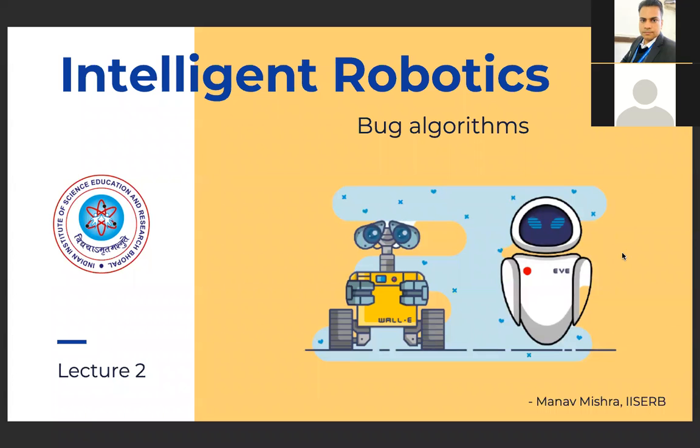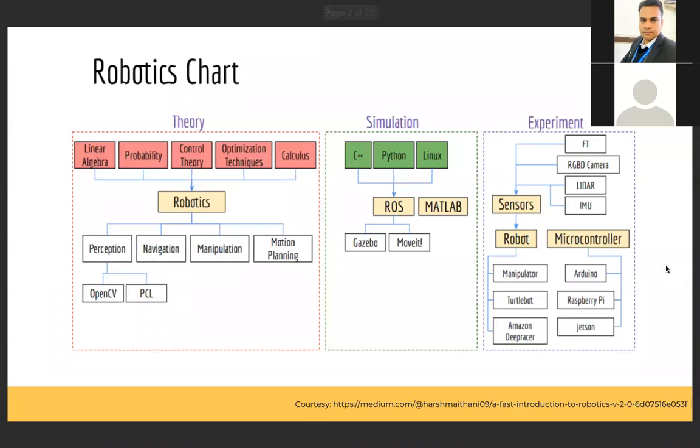is bug algorithms. So last time we had seen this chart, like robotics in general can be categorized into three different categories. One is the theory part of robotics, next is the simulation part, third is the experimentation part. So in theory, you basically formulate the theory, you come up with different algorithms, then you test it out on simulations, and if it works correctly, then you deploy it on real hardware or real robots, and you can get your robot to do whatever task you have in mind, right?